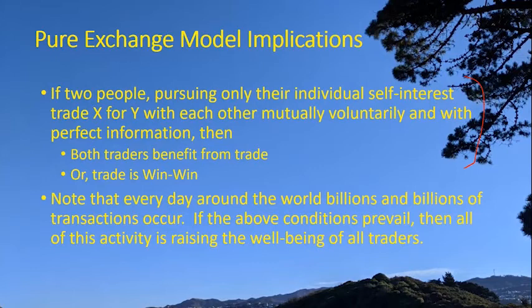Okay, two people pursuing their individual self-interest, trade X for Y, any X for Y. And if it's mutually voluntary and with perfect information, then we can guarantee from those assumptions that both traders are benefiting from trade. Trade is win-win. And then I mentioned this last time in class. We should look around us and recognize that transactions are taking place, trades occurring all the time. There are billions and billions of transactions, trades that are taking place, one item for another item, between two individuals.